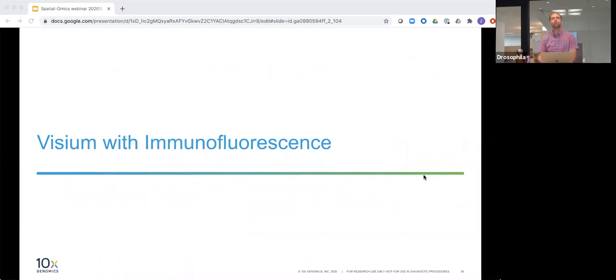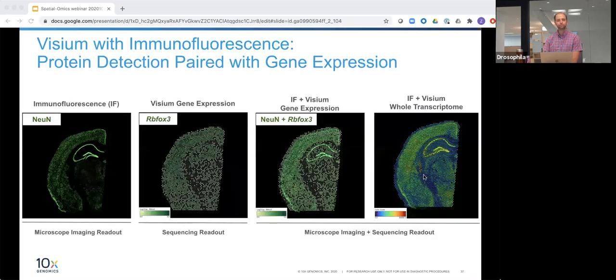So this spring, we were able to release Visium with immunofluorescence. Initially, the spatial transcriptomics workflow, as well as our original Visium workflow, only allowed for H&E staining. But we wanted to open up the ability to co-detect proteins, so we developed the immunofluorescence ability. This is an example of that.